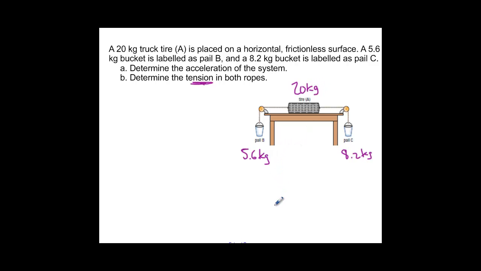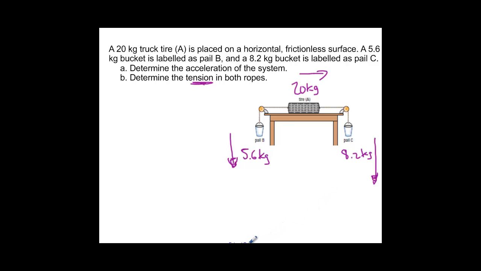First question I guess I have for you is, what's going to happen to this system? And hopefully it makes sense to you. Really, there's 2 main forces acting on the system. Well, it's actually the same force. Gravity is going to try to pull this bucket downward. Gravity is also going to try to pull this bucket downward. And hopefully it makes sense here that the 8.2 kilogram bucket is heavier than the other bucket. So the system will actually start going this way here.